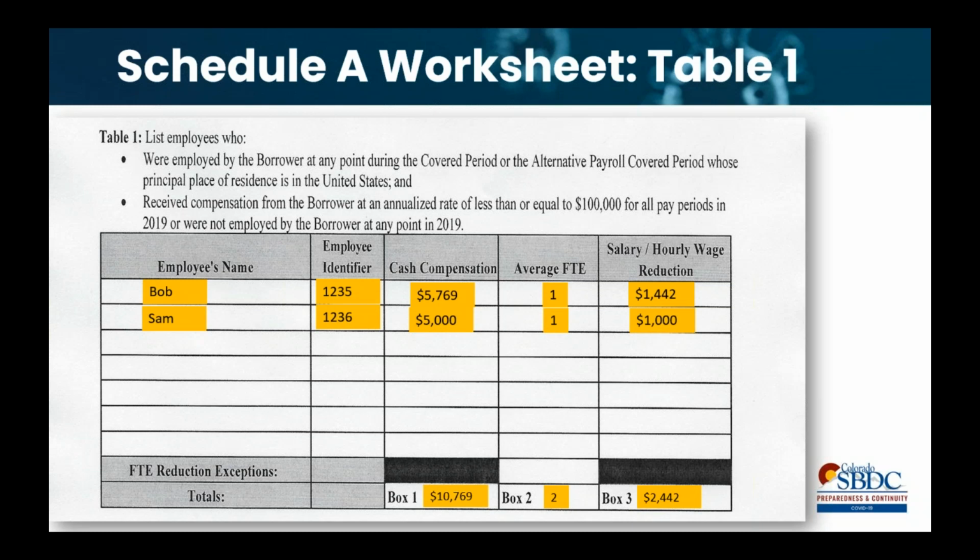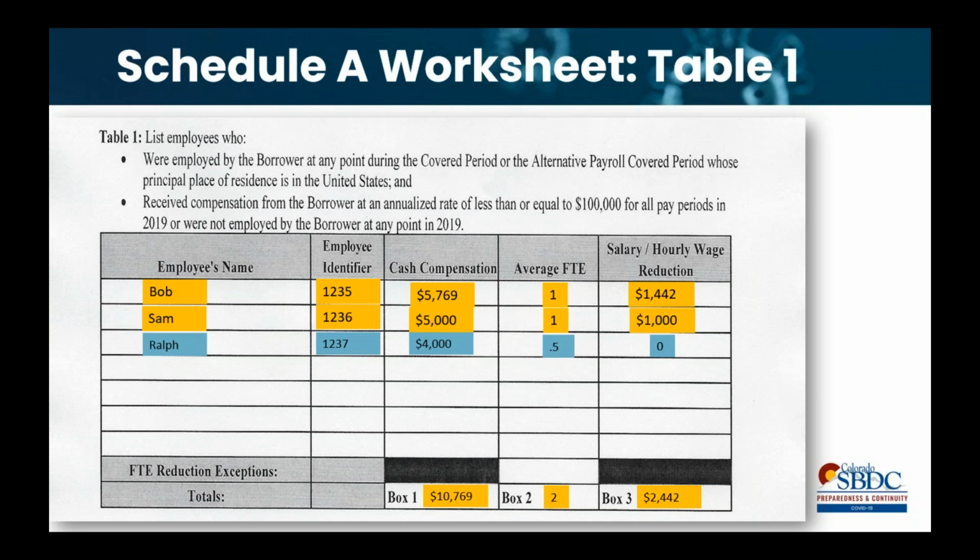Now let's say we had an additional employee so that we can look at how an FTE reduction exception would be handled on this table. Our additional employee's name is Ralph. Let's say that Ralph's hours were reduced from 40 hours per week to 20 hours per week, and Ralph makes $20 per hour. By either method of calculating FTE, Ralph went from being a 1 FTE to a 0.5 FTE. We would enter Ralph into the table as shown.